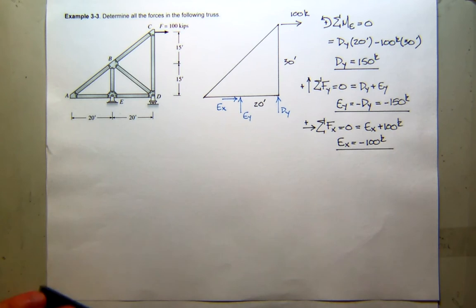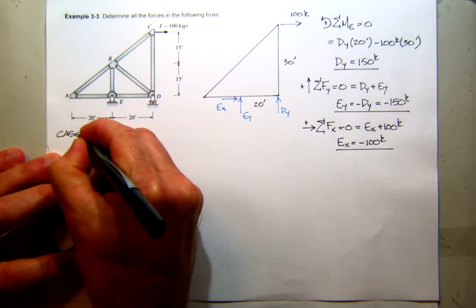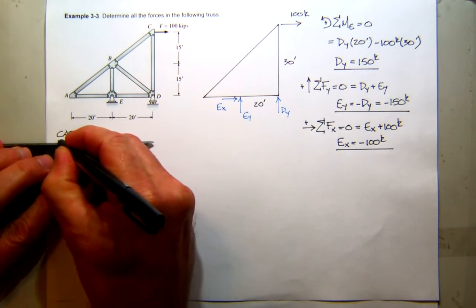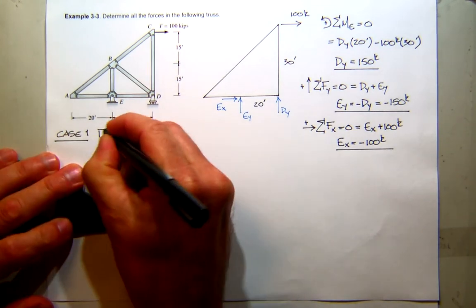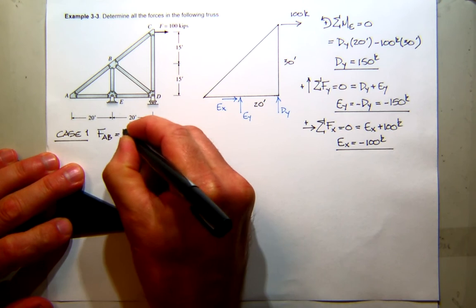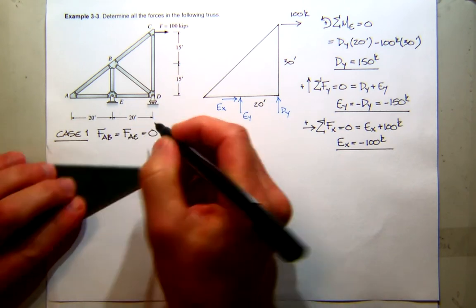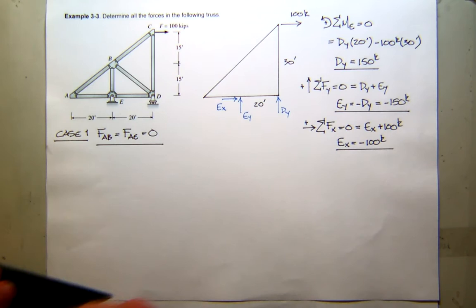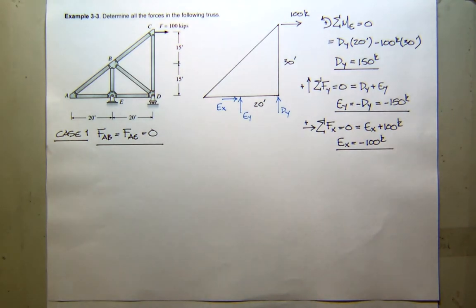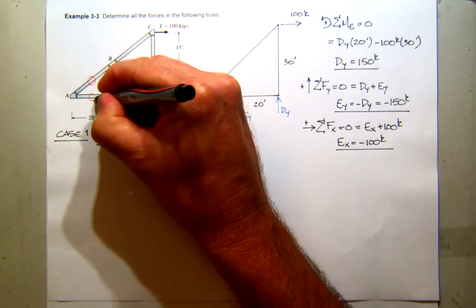And that would be our case one that we talked about in class earlier. So I'll just label that as case 1, and because of that, I know that the force in AB is equal to the force in AE, and it's equal to 0. And just to help you visualize that, I'll go ahead and put a couple of zeros there. They're not there.